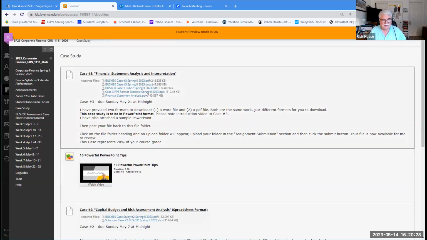So there are 2 files, both a PDF and a Word doc file, either or, and then there's a rubric, and I'll be showing you that in a minute. At the same time, there's a sample format for the PowerPoint, and that financial statement analysis PDF that we discussed in week 6, which gives you the basic financial analytical equations and terminology that I would like you to use in this case. So let's take a look at case number 3, due Sunday, May 21st, a PowerPoint formatted case.